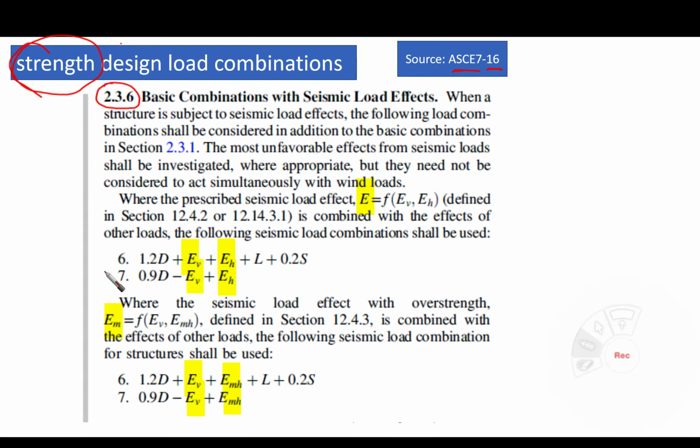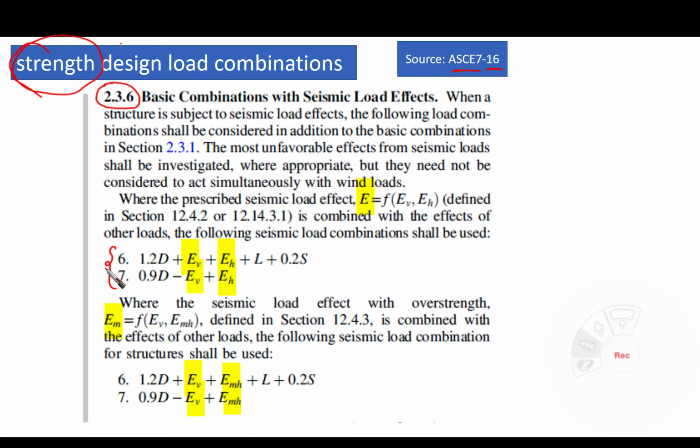So actually they are giving us the load combinations, and it seems that there is a modification, as you can see with this gray line on the left. This means that there is a modification compared to the previous version, which was 2010. The main load combinations that we are going to use here are numbers 6 and 7. Before it was 5 and 7.